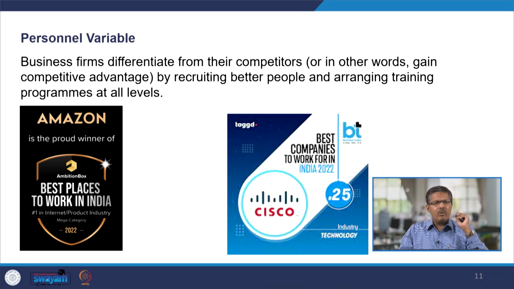Now, in terms of personnel, these are two firms for which I have brought examples: one is Amazon again and the other is Cisco, two of the best companies to work with.